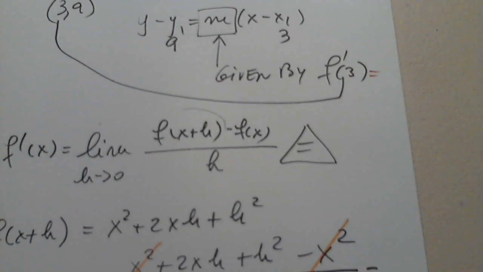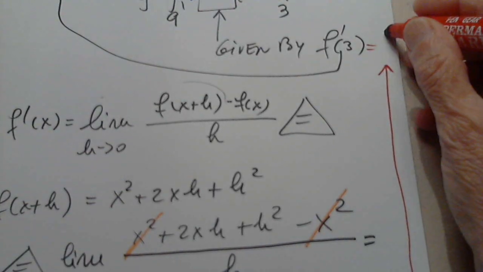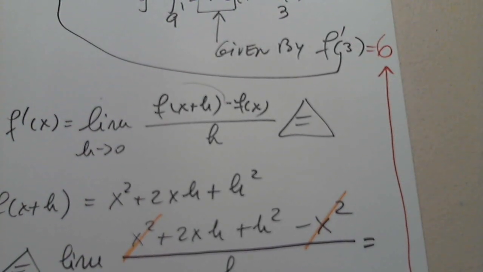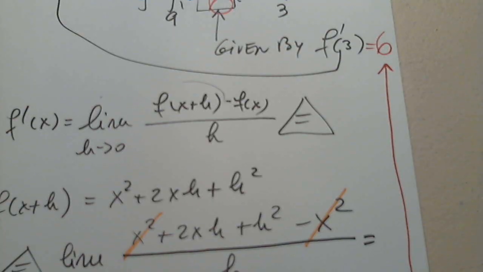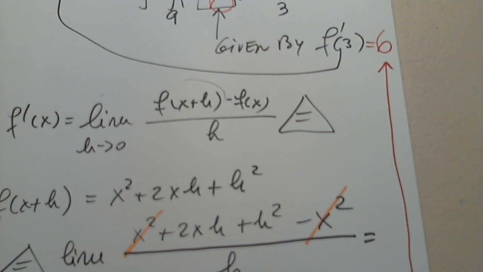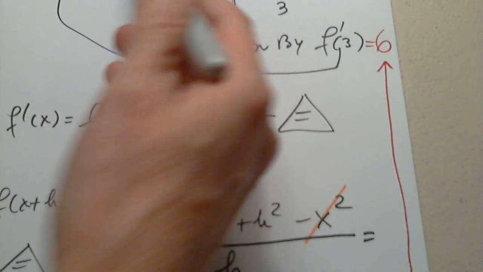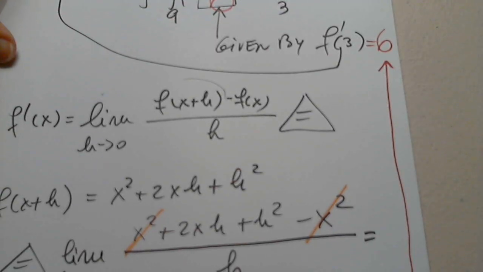In other words, how much is f prime of 3? 6. Thank you very much. Indeed, it is 6. Excellent. So this is our 6. And now, in the next few seconds, I will determine the equation of the tangent line to the graph of x squared at this point. Okay, so let's see how much this is.